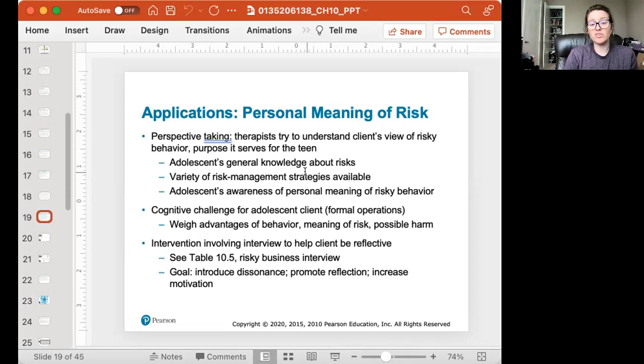Adolescents have a general knowledge about risks. You might want to educate them further, do cost benefit analysis, and show them how to do pros and cons of things, which I'm going to show you on the next page. So cognitive challenge for the adolescent client. Formal operational thinking is a challenge because it's just starting to develop. They are slow to weigh the advantages of their behavior, meaning of risk and possible harm. Intervention involving interview to help clients be reflective. Table 10.5 in your book shows a risky business interview. And the goal of this is to introduce dissonance, promote reflection, and increase motivation.